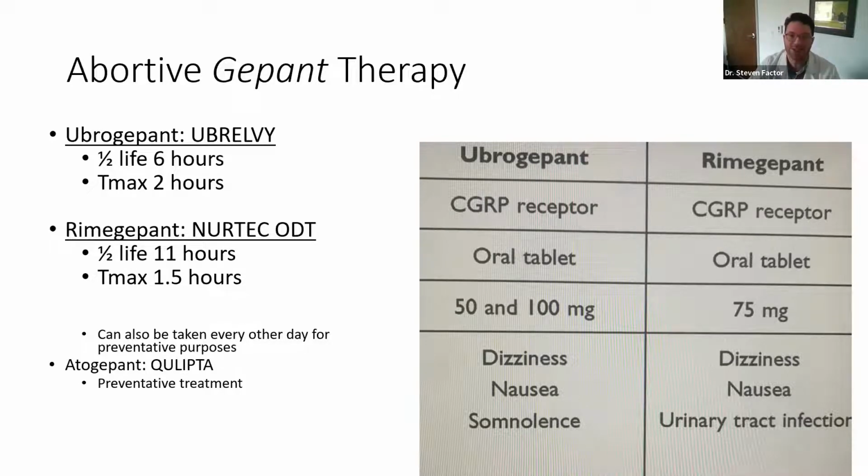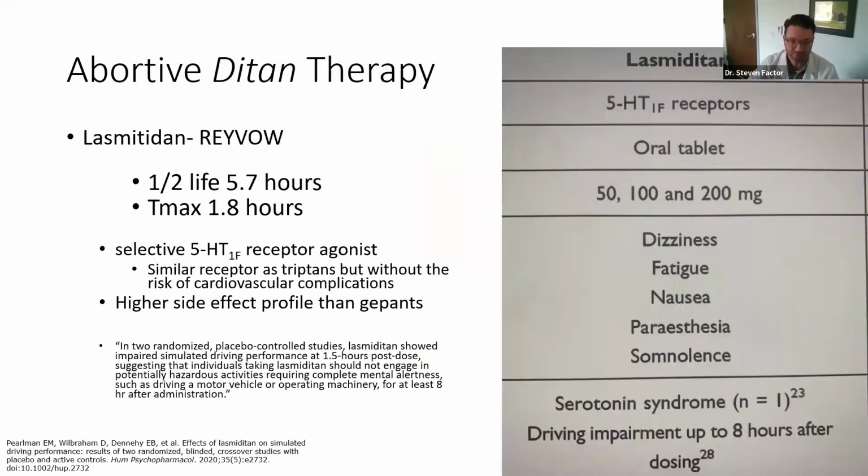The other gepant drug that's being used for migraine treatment, but not abortive treatment, preventative treatment, to be taken every day, is called atogepant or Qulipta, which is quite effective and uses the same kind of mechanism of action as Ubrogepant. It blocks the CGRP receptor, and it is an oral tablet. And it's often used at the 60 milligram dosing unless you have some severe liver or renal disease. But it has a longer half-life. The half-life is about 12 hours, and thereby you can use it as a preventative drug.